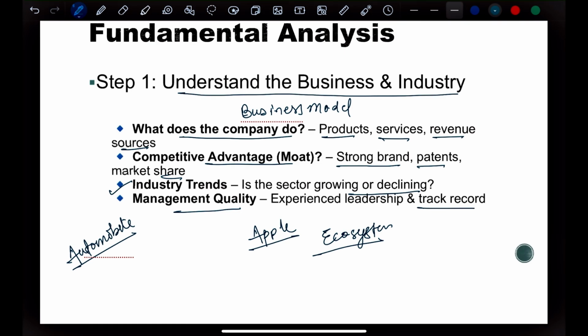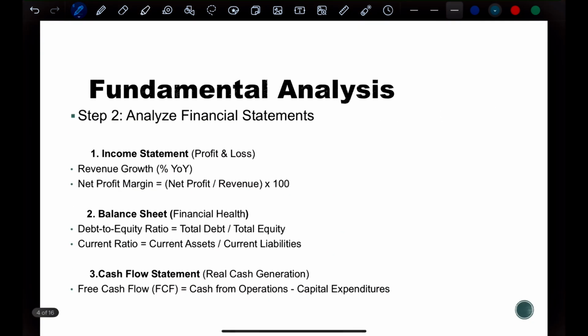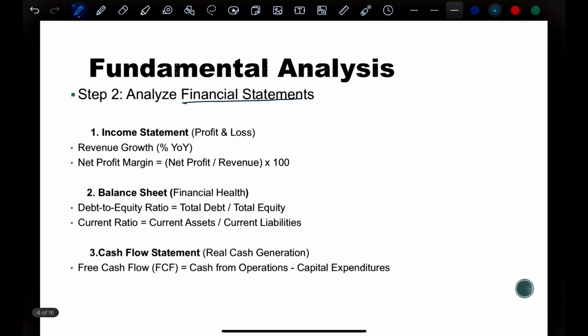Next up is analyzing the financial statements. Now, financial statements are the backbone of stock analysis. They reveal the company's key financial performance. There are three main statements that we look for. The first one is the income statement, the second one is the balance sheet, and the third one is the cash flow statement.